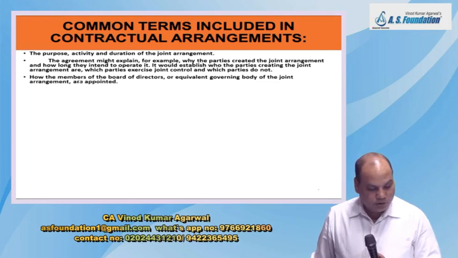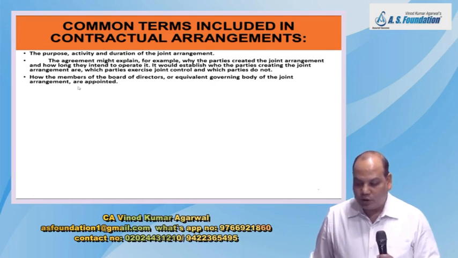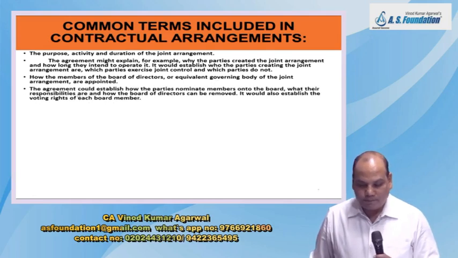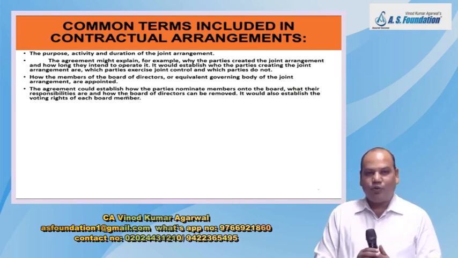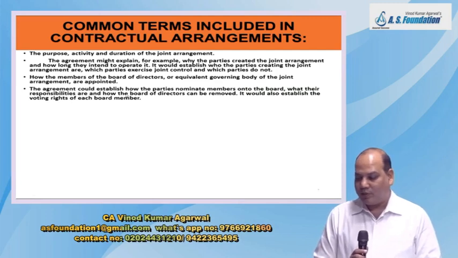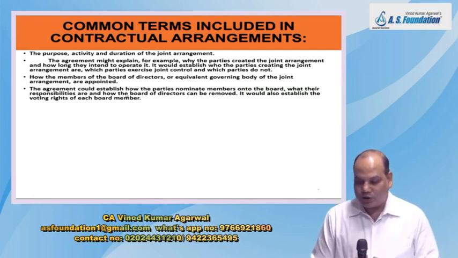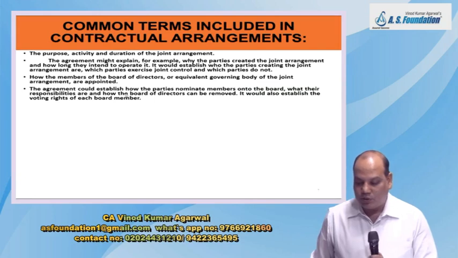And then next thing, they will include how the members of the board of directors or equivalent governing body of the joint arrangement are appointed. Third, the agreement could establish how the parties nominate members onto the board, what their responsibilities are, and how the board of directors are or can be removed. It would also establish the voting rights of each board member.